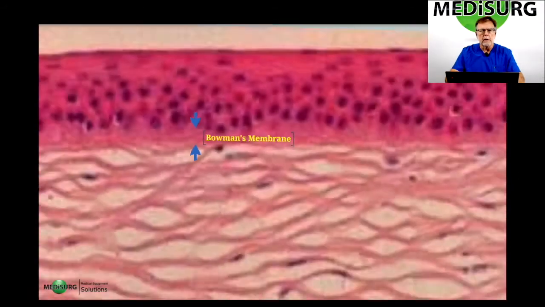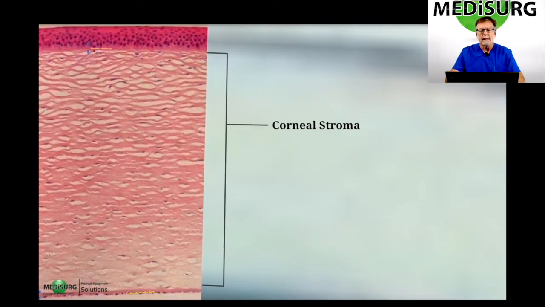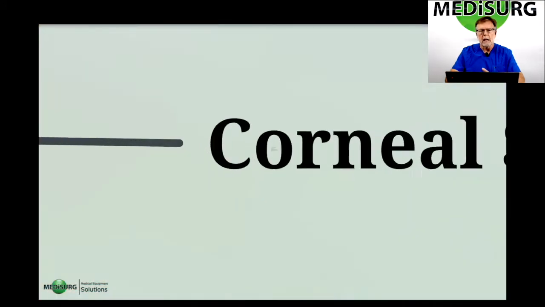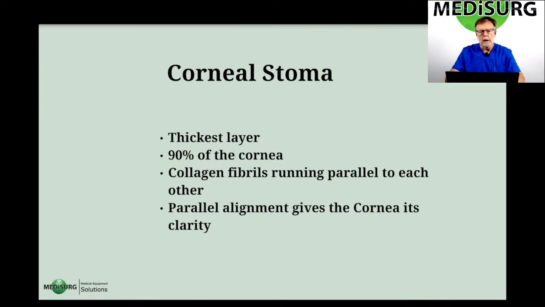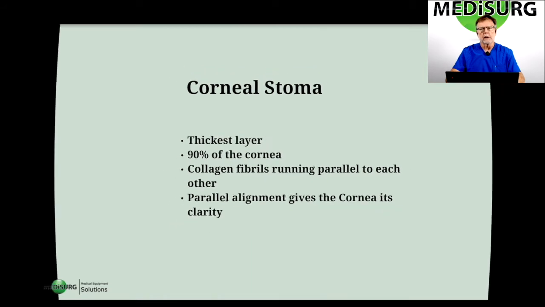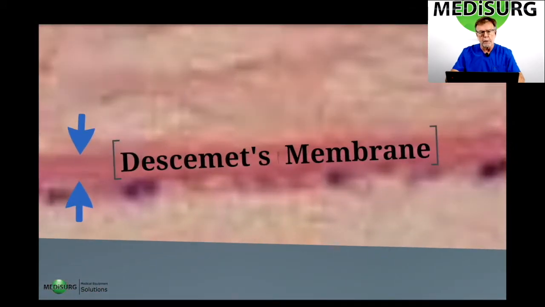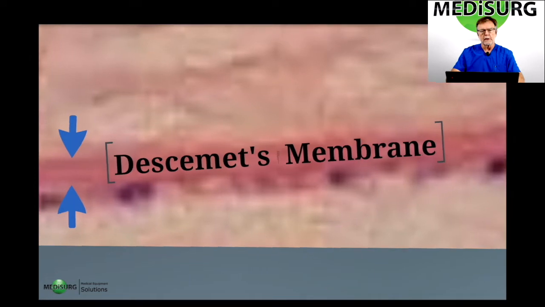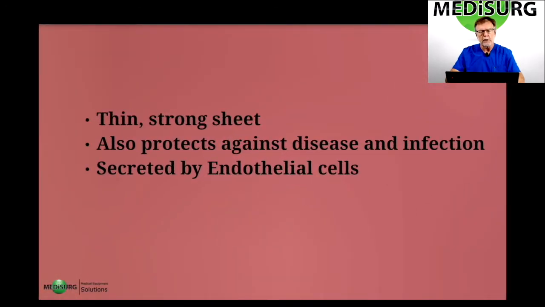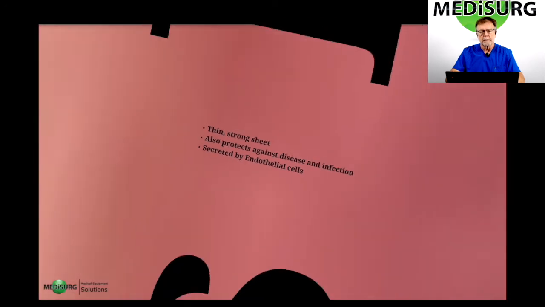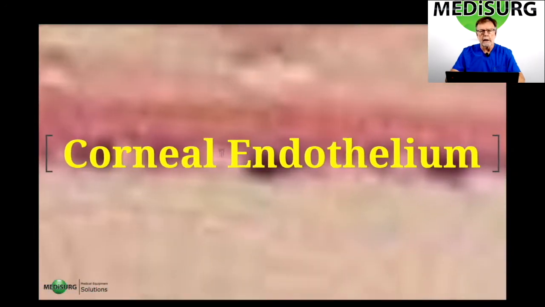The next is the corneal stroma. It's the thickest layer of the eye. It's 90% of the cornea. The collagen fibrils run through and are parallel to each other, and the parallel alignment gives the cornea its clarity. Next is Descemet's membrane. Descemet's membrane is a very thin, strong sheet, very similar to Bowman's membrane. It protects against disease and infection, and it's secreted by the endothelial cells. And finally, we have the corneal endothelium.